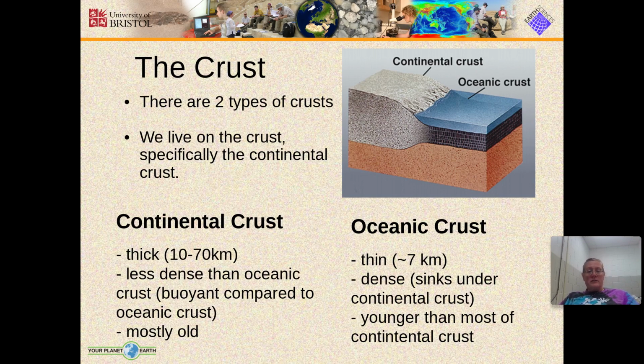The oceanic crust is much thinner. It is dense. In other words, it's heavy. It will sink underneath. So, if this is a continental, this would be the oceanic sinking under. And it is younger than most continental crust. So, this here is the ocean. This is a continental crust underneath the ocean, to be clear on that.